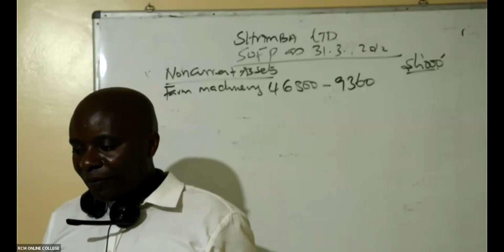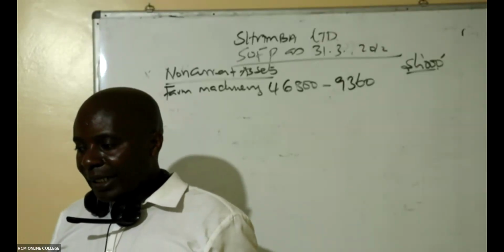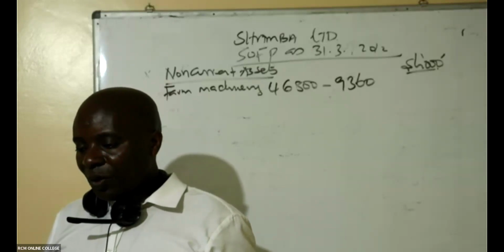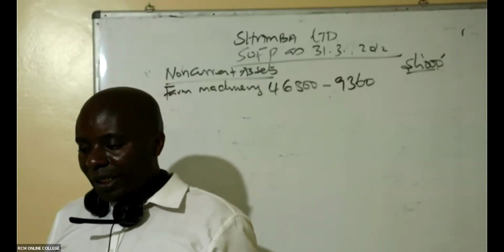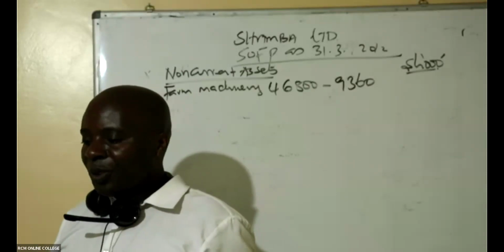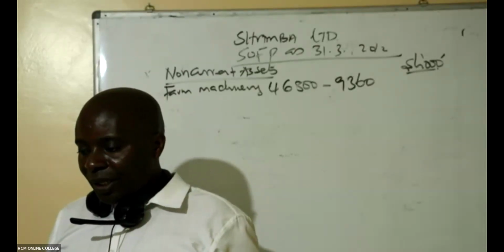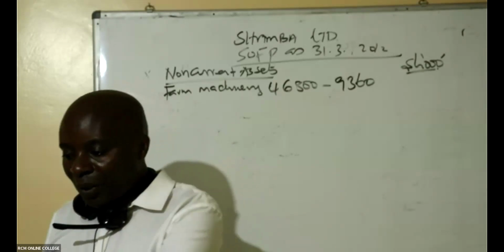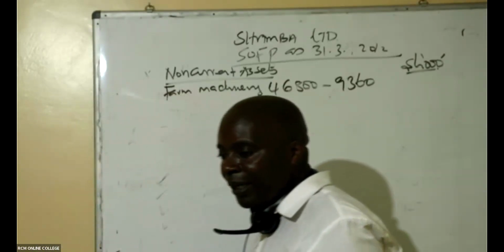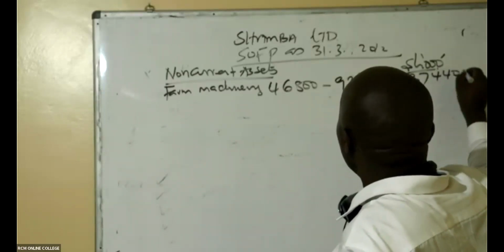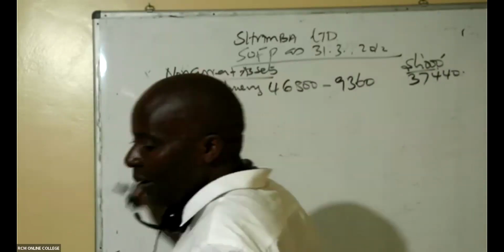46,800 minus 9,360. Can you show you're using a calculator very well? Tell me what we are getting there. Somebody confirm. I like confirmations, like three or four of them. I like confirmations. 37, whose figure do I believe? Now somebody has confirmed 37. Please, my sister Margaret, check again. 37,440.